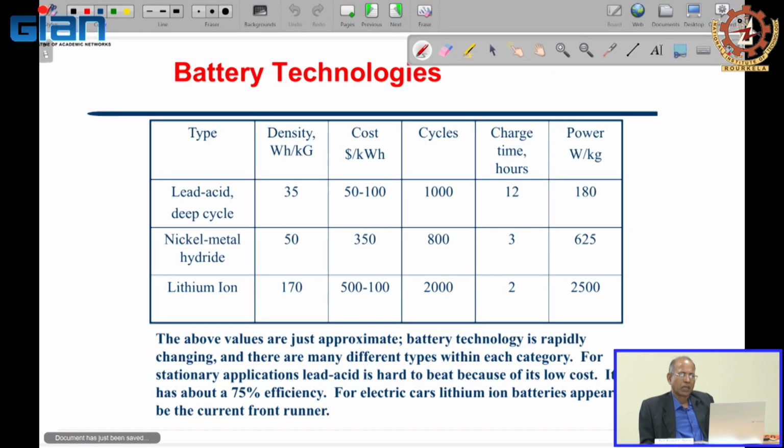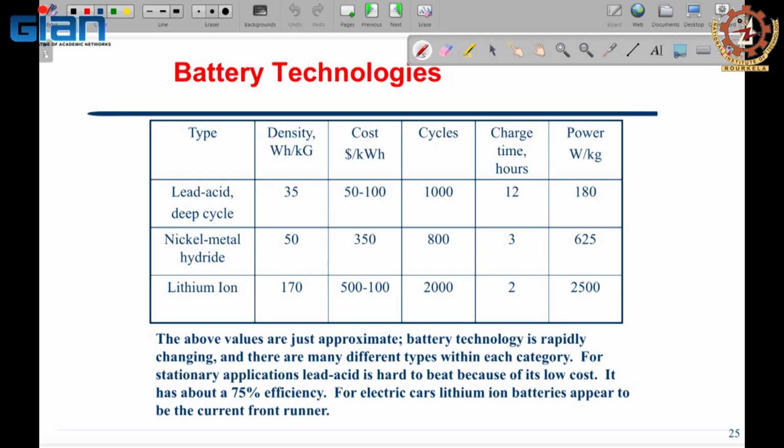Okay. This may be a little bit old. When you are referring, please try to have the latest information. Battery technology is expanding very fast, so things keep on changing very promptly. So you give consideration to energy density, cost, cycles, charging time, power. So all these technical considerations are given.